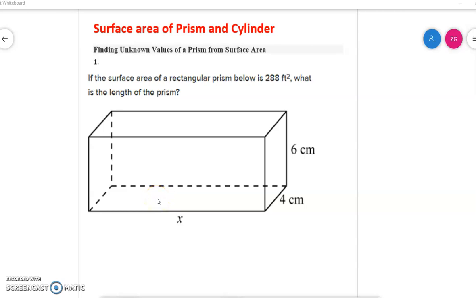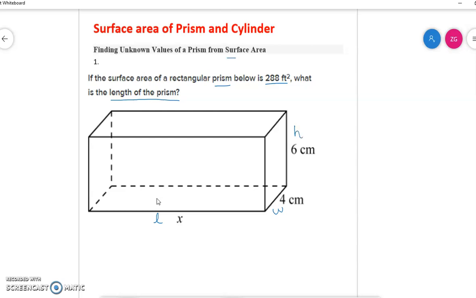Hello everyone. In this session we will learn how to find the missing length when the surface area of the prism is given to us. Example 1. The surface area of the rectangular prism is 288 square feet. We are supposed to find the length of the prism. In this prism the length is given as x, width is 4 and height is 6.